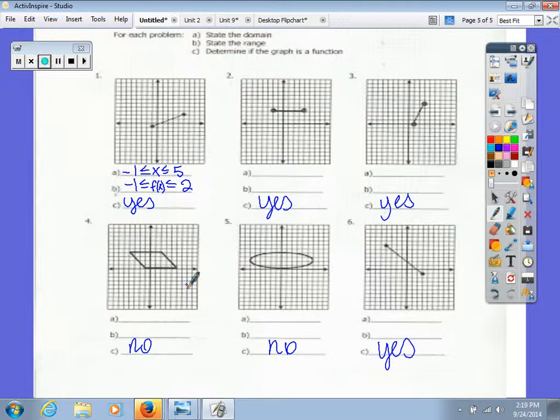Somebody just asked the question, can I just write it as -1 to 2? Not for these, because I want the interval notation. That's the purpose of this. If it was a word problem, then we could go ahead and write -1 to 2. But since it's not a word problem, we're not going to write it like that. Does that make sense? Yes or no?